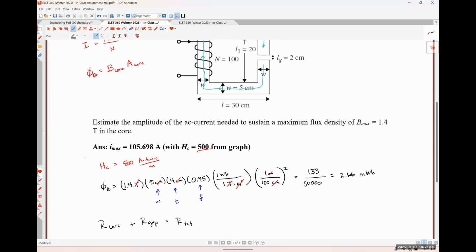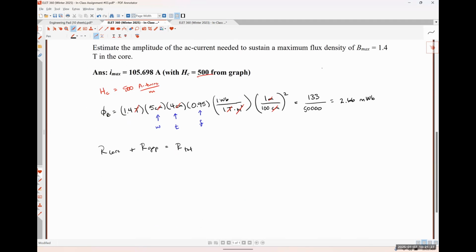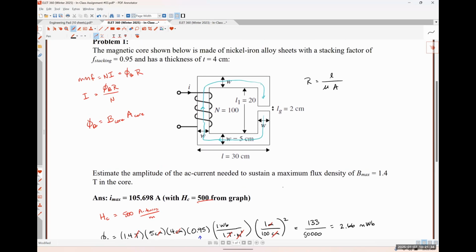All right. So just as a quick reminder, because it's been a couple of weeks for me and for you guys, how do we find reluctance again? So in general, reluctance is length over permeability times area, right? Okay. So for our core, what is our length going to be? Okay.